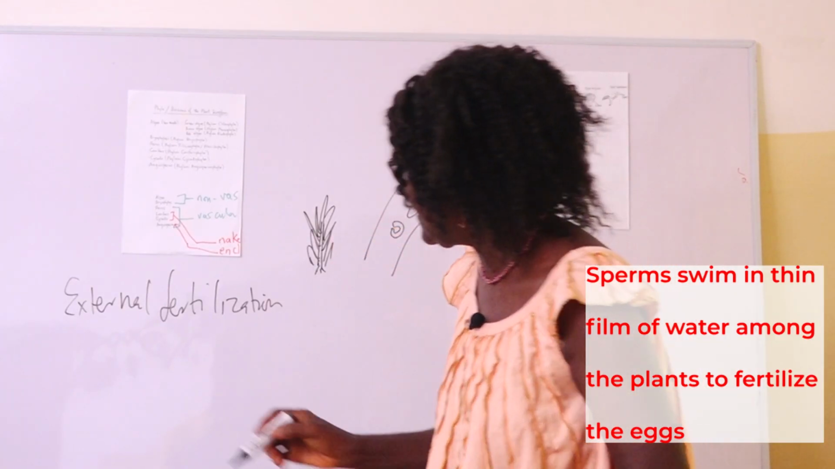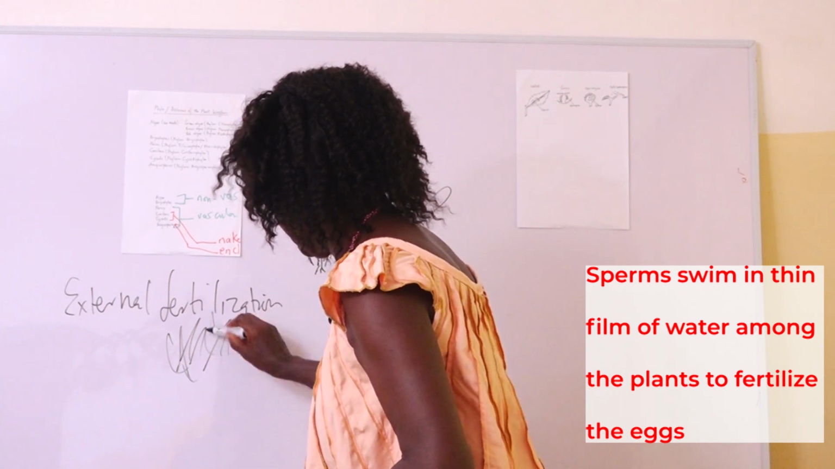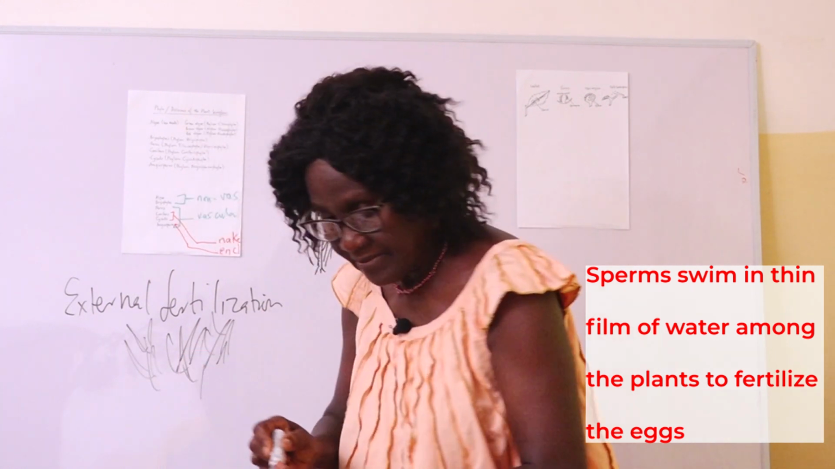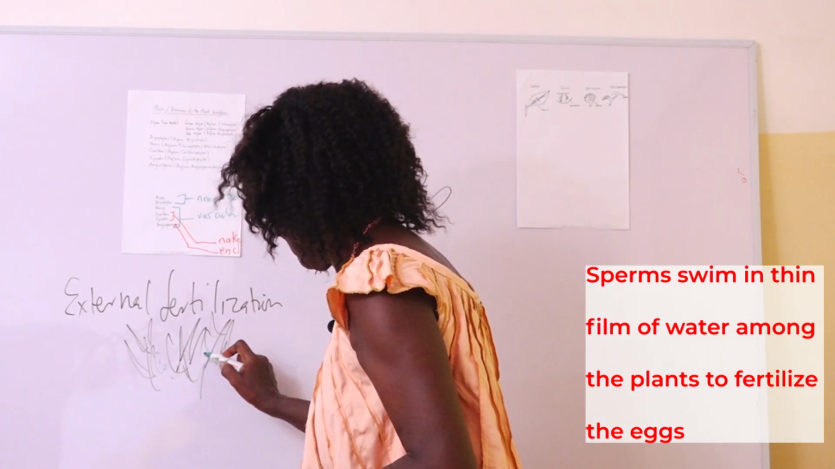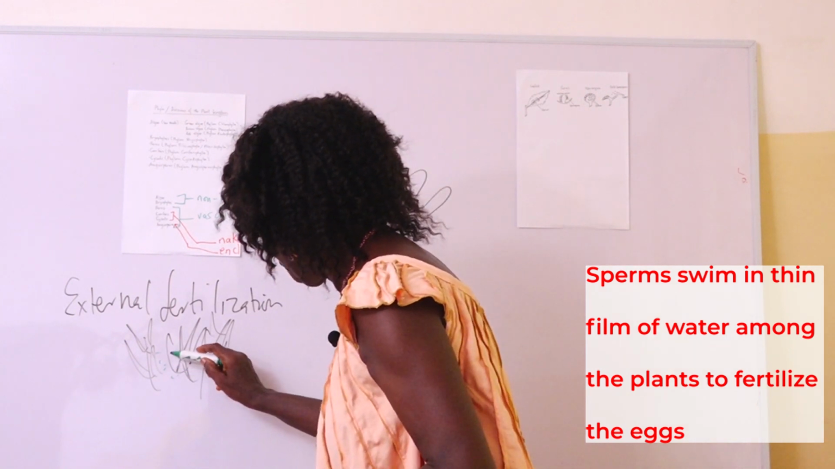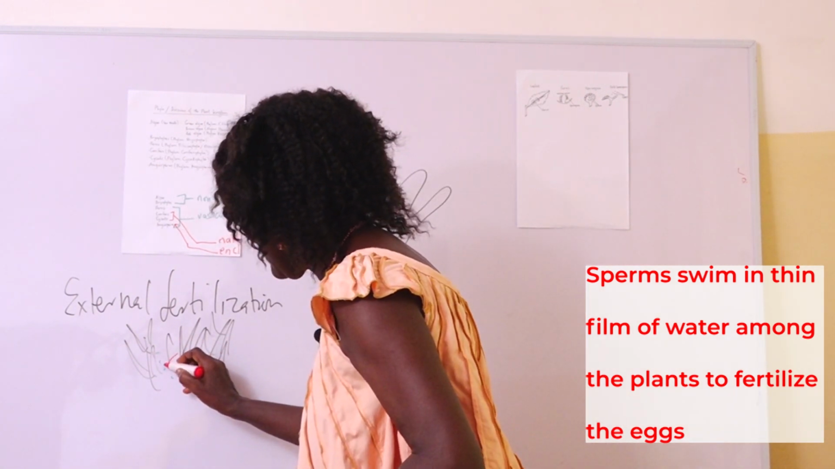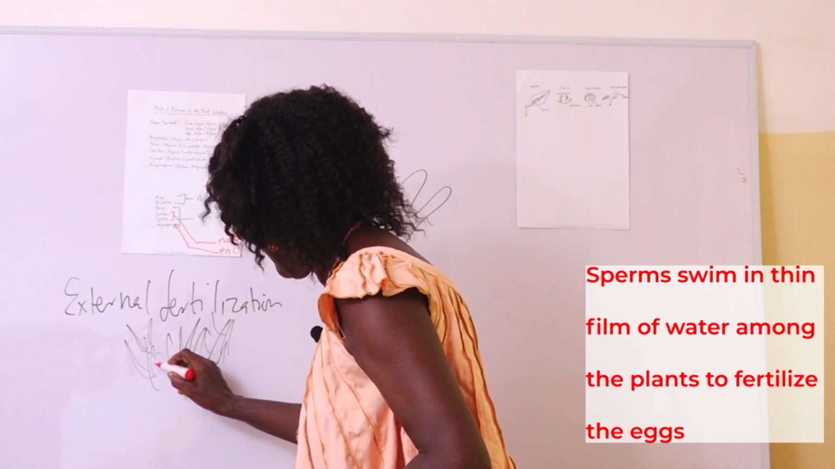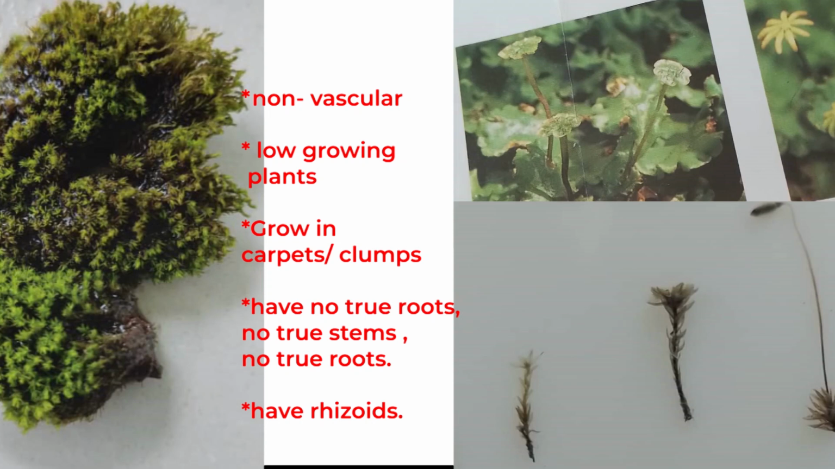It means that you have the plants closely packed, and small bits of water are in them if they are growing in clumps. And so sperms can be released from one plant, swim in that thin film of water and go to where the fertilization is taking place. And they don't have any true roots or stems or leaves.